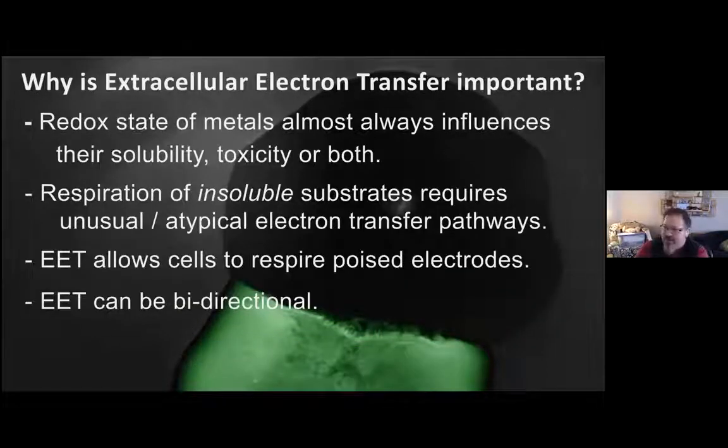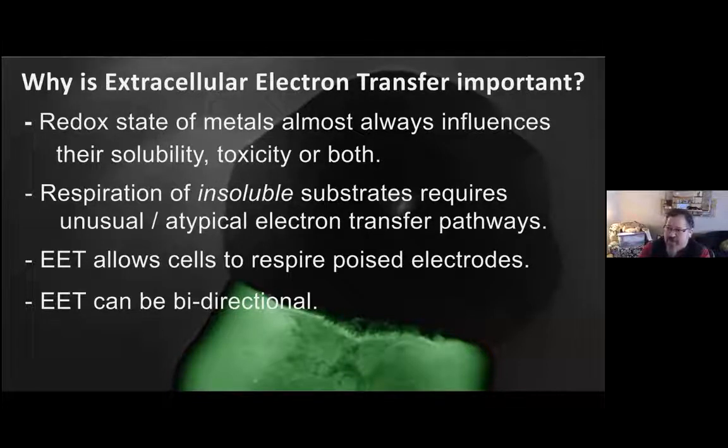So why does this matter? Well, the redox state of metals almost always influences their solubility, toxicity, or both. In the case of iron and manganese, when bacteria put electrons onto it and reduce those substrates, they become soluble in their reduced state. In the case of something like arsenate going to arsenite, you take something bad into something worse when you reduce it. In the case of uranium, you can take something that in its oxidized form can move pretty freely in groundwater systems, but when it becomes reduced, its mobility dramatically decreases. And so trying to understand this from a fundamental level is important in understanding the mobility of redox active metals in the environment.